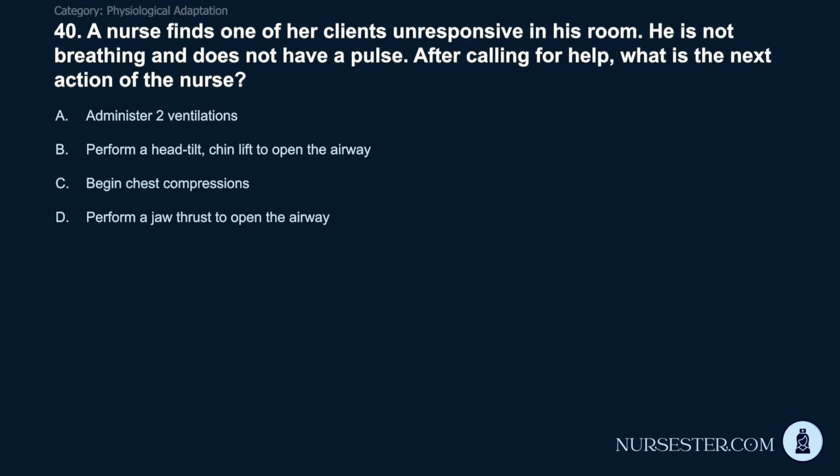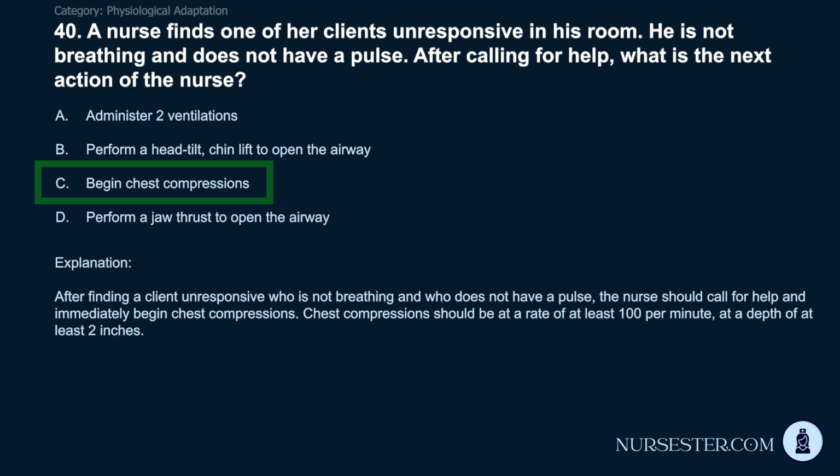40. A nurse finds one of her clients unresponsive in his room. He is not breathing and does not have a pulse. After calling for help, what is the next action of the nurse? A. Administer 2 ventilations. B. Perform a head tilt, chin lift to open the airway. C. Begin chest compressions. D. Perform a jaw thrust to open the airway. Correct answer, C. Begin chest compressions.